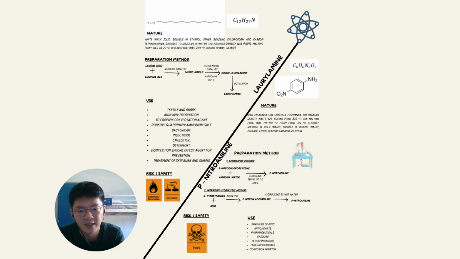So dodecylamine is an intermediate for organic synthesis and is used in the textile and rubber and other auxiliary production. It can also be used to prepare flotation agent, lubricant, quaternary ammonium salt, bactericide, insecticide, emulsifier, detergent, and disinfection special effect agent for prevention, and also the treatment of skin burns and curing.